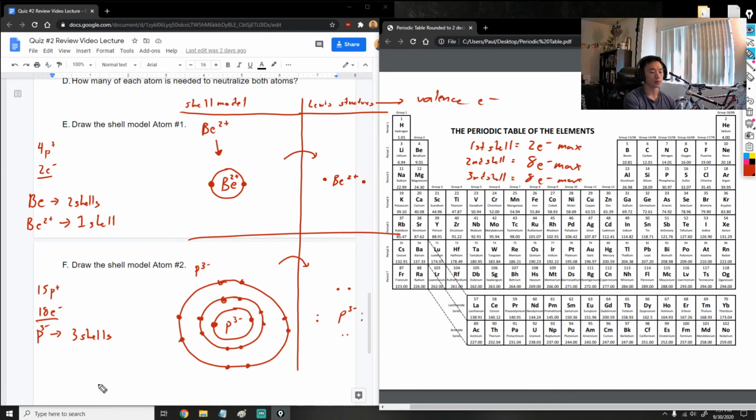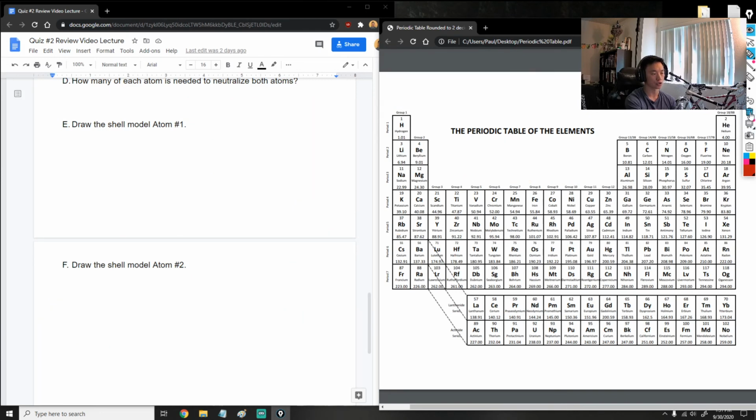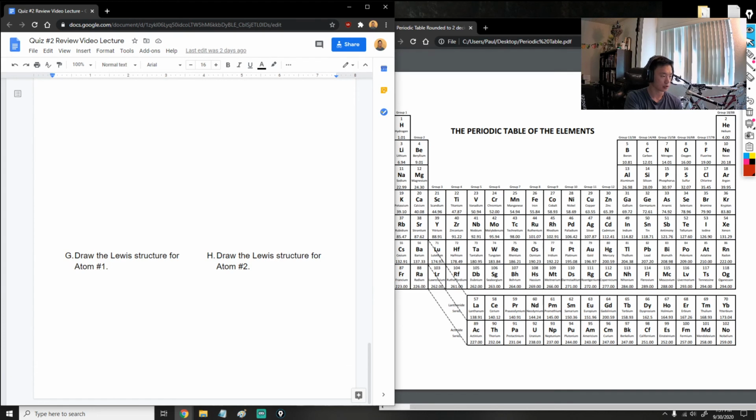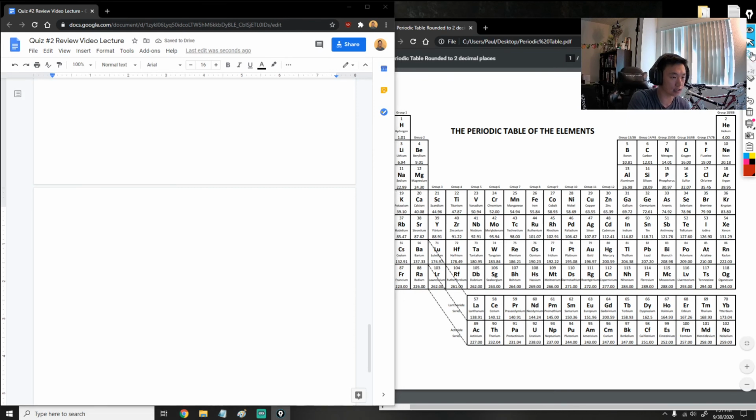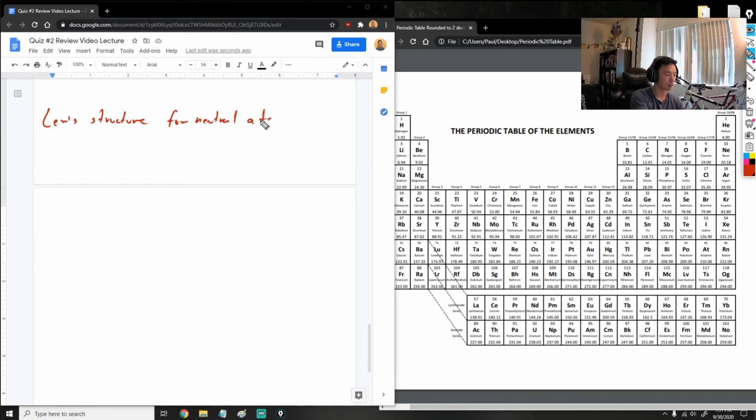Alrighty guys, so before I let you guys go, I do want to give you one trick for drawing Lewis structures. Let's say, for example, you are asked to draw the Lewis structures for a neutral atom. If you wanted to draw a Lewis structure for a neutral atom, and what I mean by that is an atom without a charge, so something that has no charge.